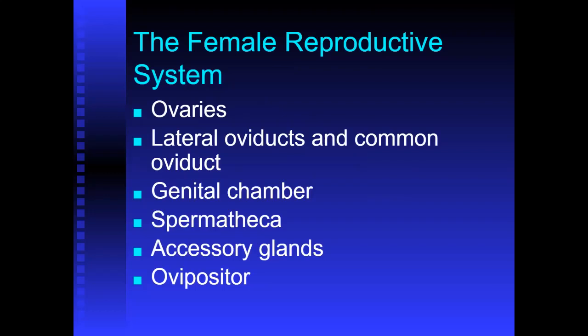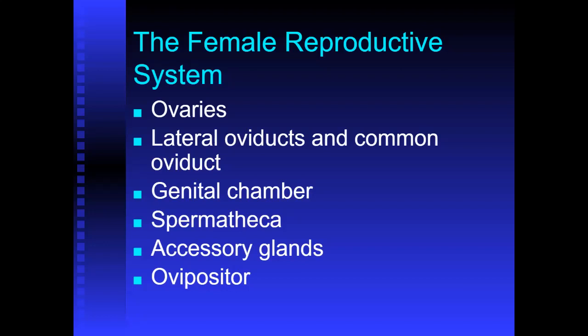The female reproductive system, and we'll look at pictures in a moment, consists of the ovaries, lateral oviducts and common oviduct, a genital chamber, a spermatheca, accessory glands, and ovipositor. In a lot of cases, insects can actually hold on to sperm. Females can hold on to sperm to allow their eggs to be fertilized at a later time than the reproductive act. So they can fertilize eggs over a period of time.